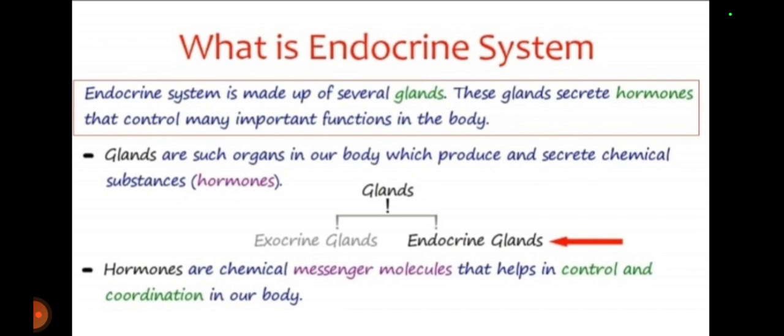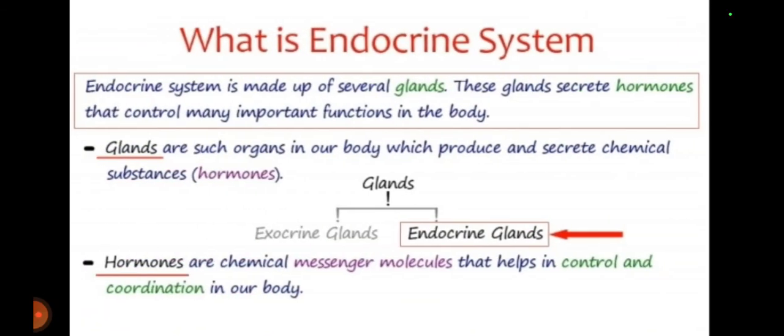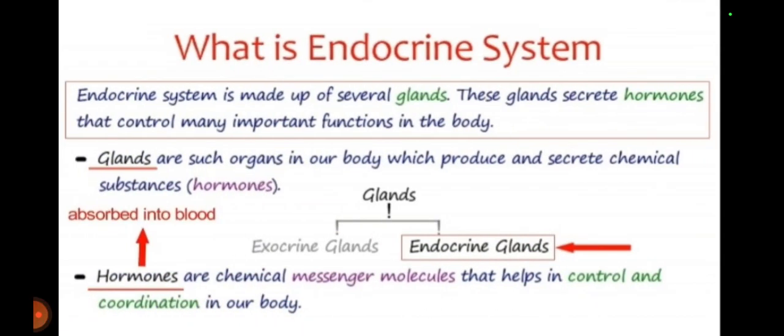There's a question: as hormones are chemical substances, where are they released and who carries them? Blood is the only thing that carries hormones. The glands release hormones into blood, and this blood supplies them to parts of our body.